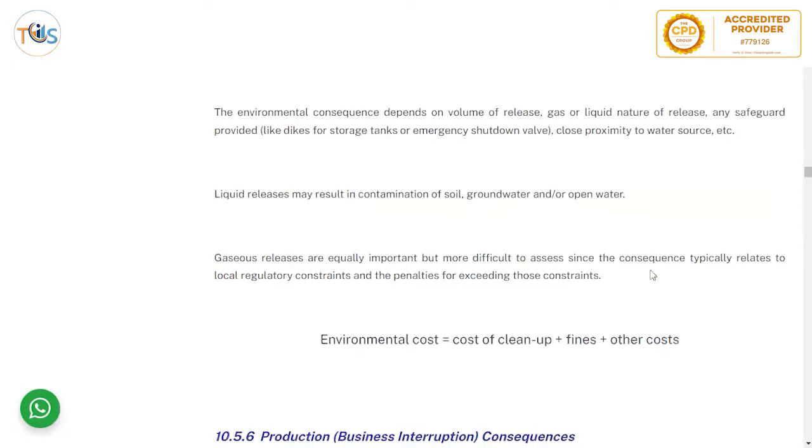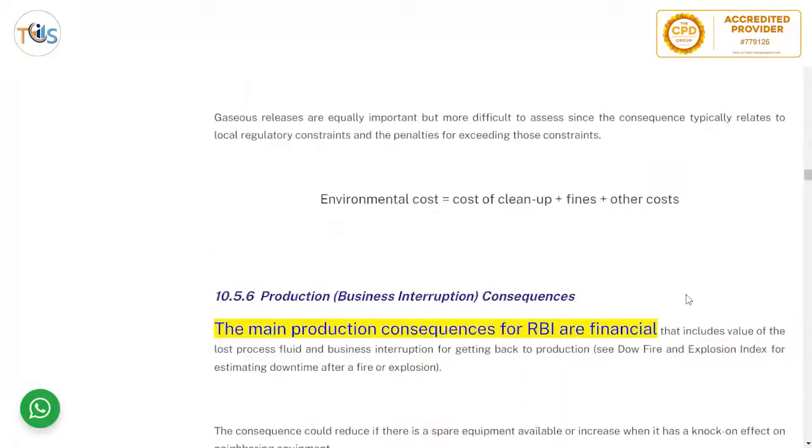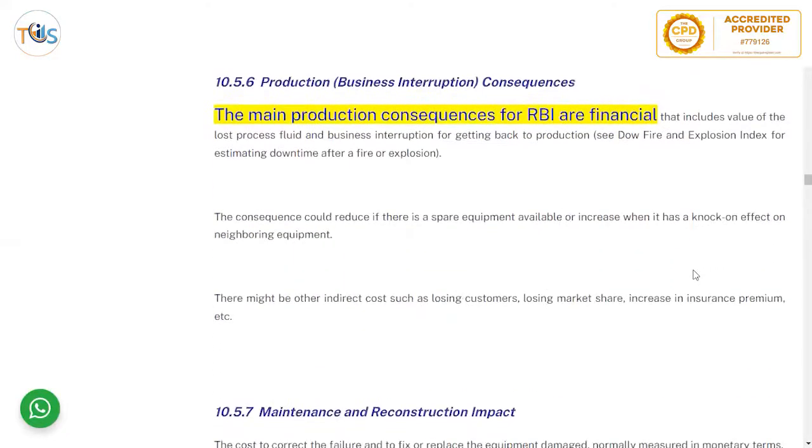The environmental consequence depends on volume of release, gas or liquid nature of release, any safeguards provided, like dikes for storage tanks or emergency shutdown valves, close proximity to water resources, and the like. Liquid releases may result in contamination of soil, groundwater, and or open water. Gaseous releases are equally important but more difficult to assess, since the consequence typically relates to local regulatory constraints and the penalties for exceeding those constraints. It's like pollution control. Environmental cost is equal to cost of cleanup plus fines plus other costs.